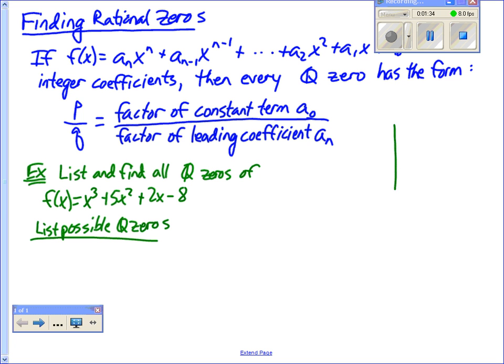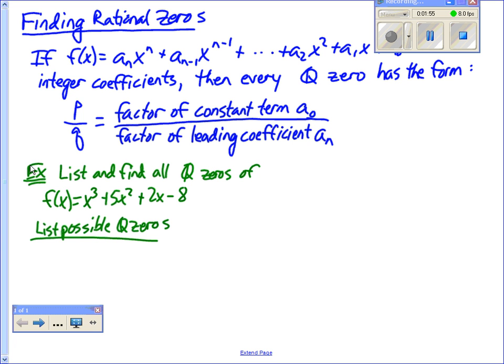And remember, zeros are x-intercepts. So the question is, where am I hitting, right? Am I hitting there at 2? Or maybe I'm hitting at 4? You know, where? Maybe I'm at negative 2/3, right? Where are these possible zeros? And then we'll go ahead and find the exact zeros, the exact x-intercepts, okay?